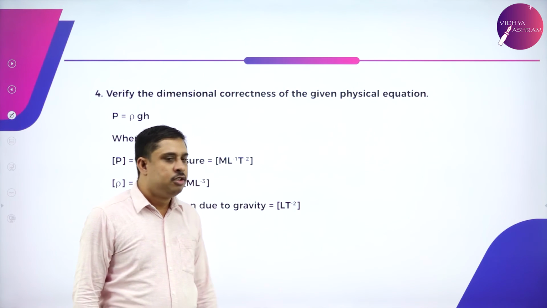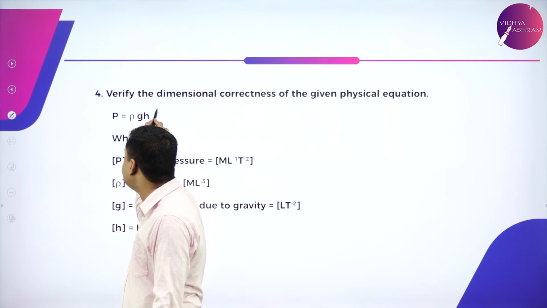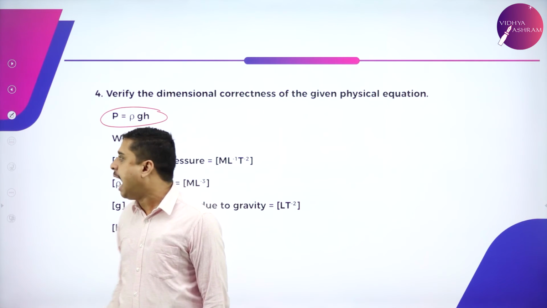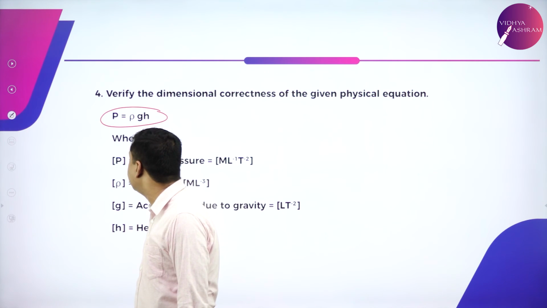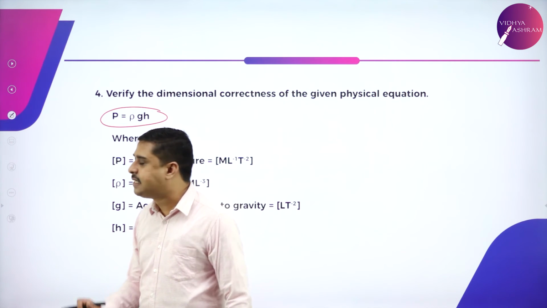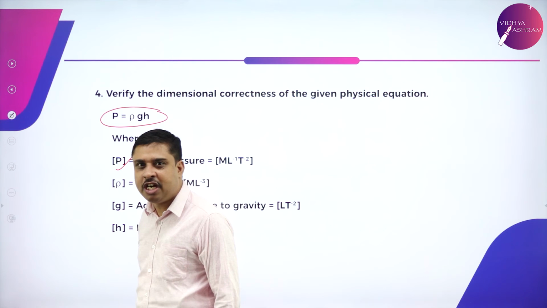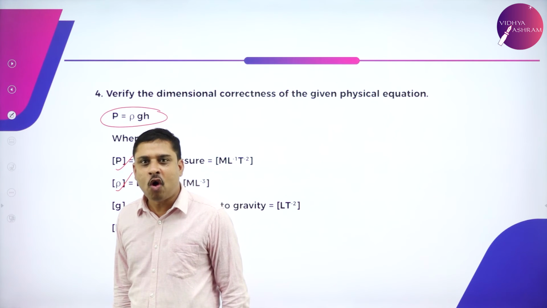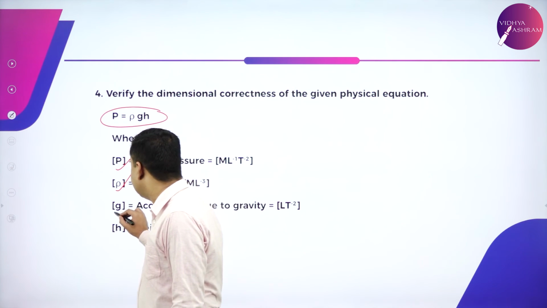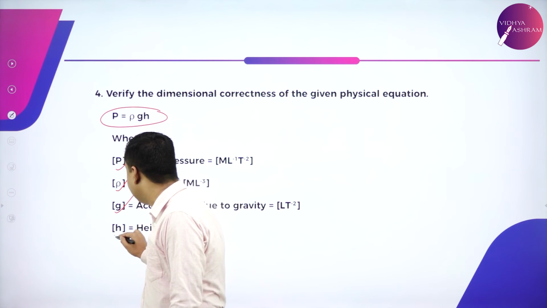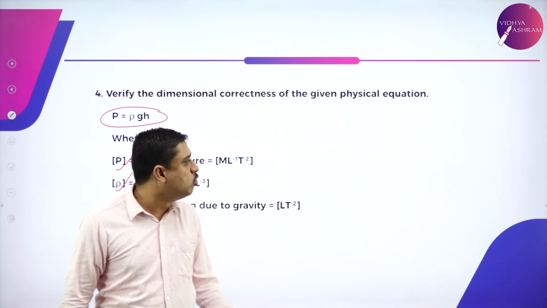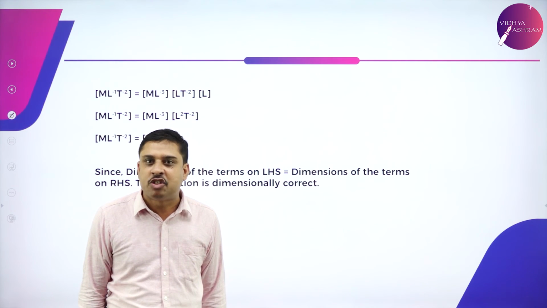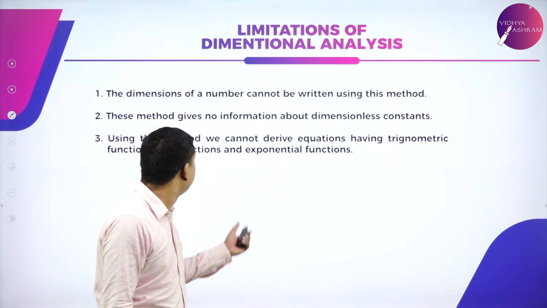Now, the fourth is an assignment for you all. I want you all to work out. I have chosen the equation P is rho GH. In simple terms, P is the pressure. I have given you the dimensional formula for pressure. Rho is the density, G acceleration, H height. Again use your homogeneity principle and show that the given equation is true or false.